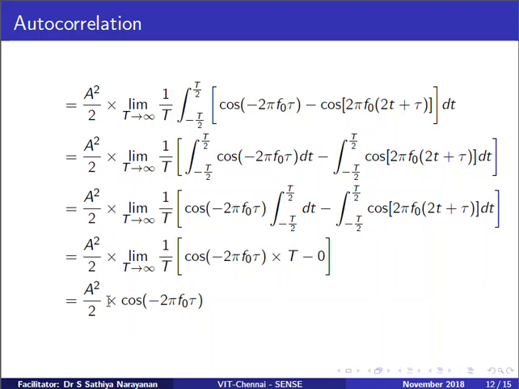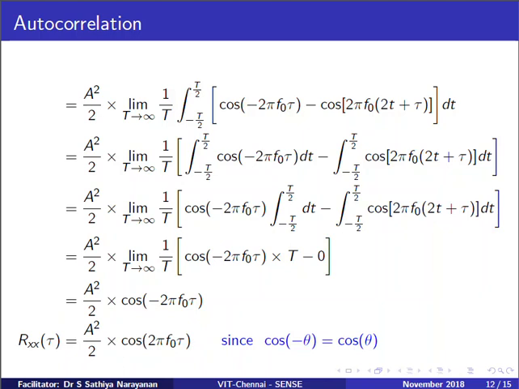So we will be left with A square by 2 times cos(minus 2 pi f naught tau). Since cos of minus theta is equal to cos theta, we can write this as A square by 2 cos(2 pi f naught tau). Interestingly, even for a signal x of t equal to A cos 2 pi f naught t, the autocorrelation will be the same, A square by 2 cos(2 pi f naught tau). You can try it out.